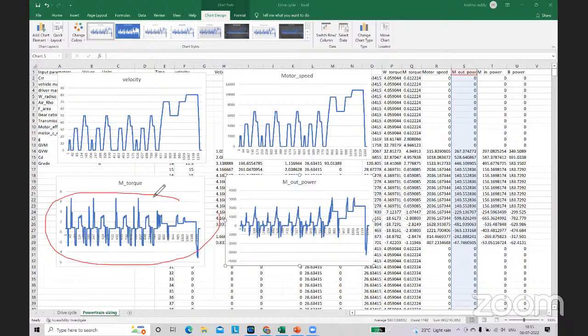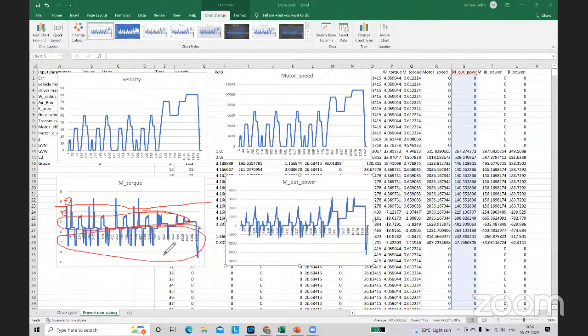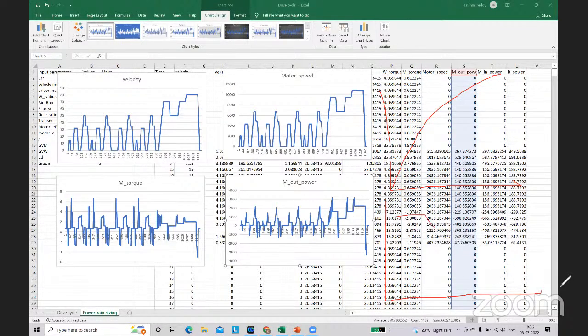From this graph, if you want to size the values, you can consider 4 to 6 as your band for the continuous or nominal torque, which covers all your torque requirements. Don't worry about this negative part, that is your regeneration region. If you consider an acceleration-based velocity curve, the torque graph will be in this pattern, and at that time you have to consider the peak torques.